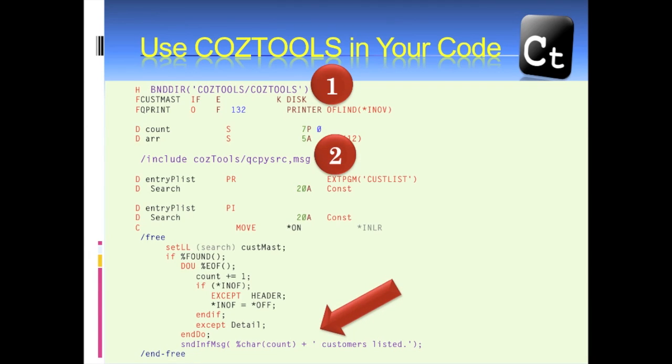Step 3, of course, is down here at the bottom, where we actually add a call to the send information message subprocedure that's included in the Cozzi Tools. In this case, I'm sending a message that says 237 customers have been listed. And that writes it out to the job log. It also sends it to the caller so that you have that piece of information listed. There's also send status message to easily just send a status message to the caller's external program queue. And there's also send message ID that lets you send a specific message ID from a specific message file.